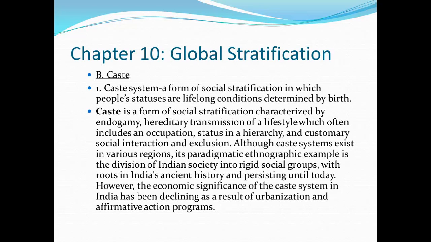The caste is a form of social stratification characterized by endogamy, hereditary transmission of a lifestyle, which often includes occupation, status in the hierarchy, and customary social interaction and exclusion. Though caste systems exist in various regions, the ethnographic example is the division of Indian society into rigid social groups with roots in India's ancient history, persisting, they say, until today. However, the economic significance of the caste system in India has been declining as a result of urbanization and affirmative action programs. So be familiar with the caste system as well.